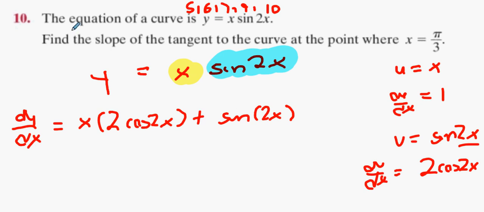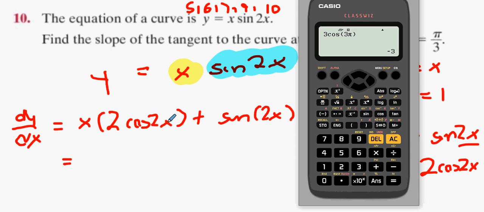Alright, I'm not going to do anything else. What am I going to do now? Anywhere I see an x, what's going to happen? Just going to put in pi over 3, is it? Okay. So I'm just going to use my calculator for all this.